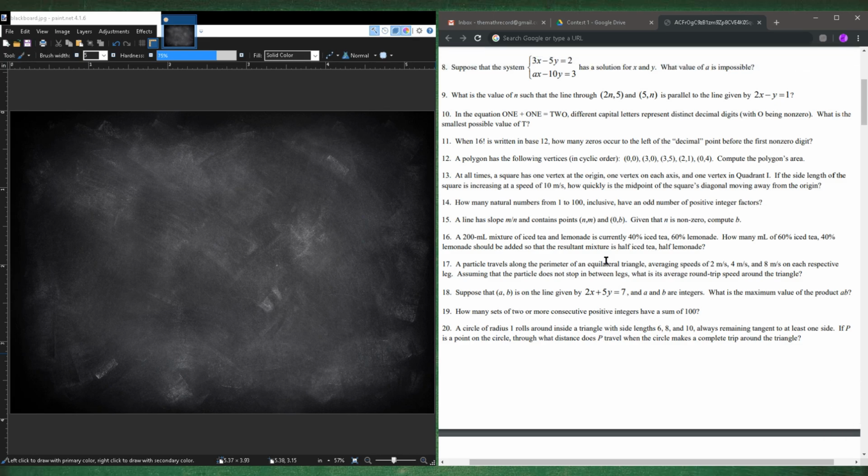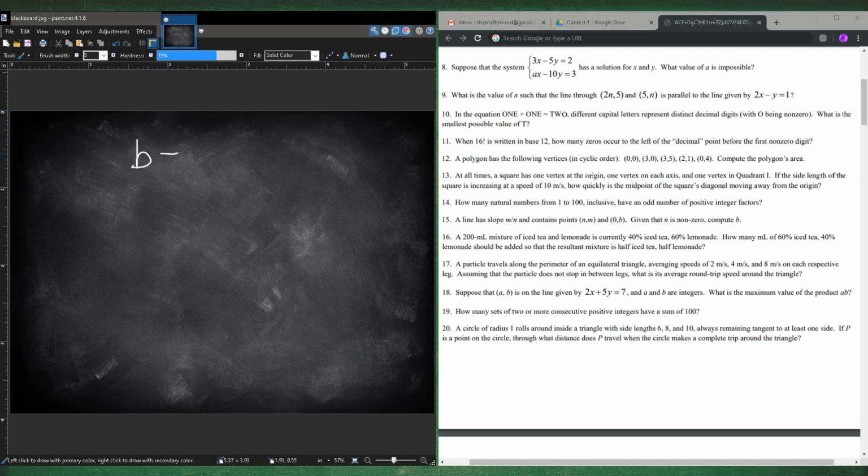A line has slope m over n and contains the points (n, m) and (0, b). Given that n is non-zero, compute b. So you have a slope m over n and the points (n, m) and (0, b). So the slope is b minus m over 0 minus n, and you get b minus m over negative n.